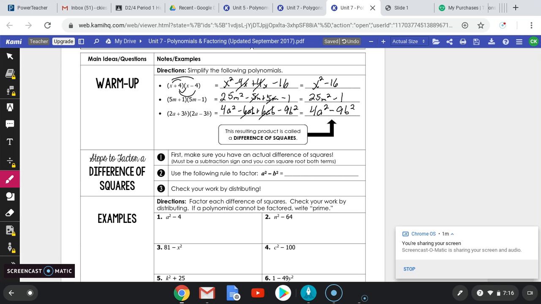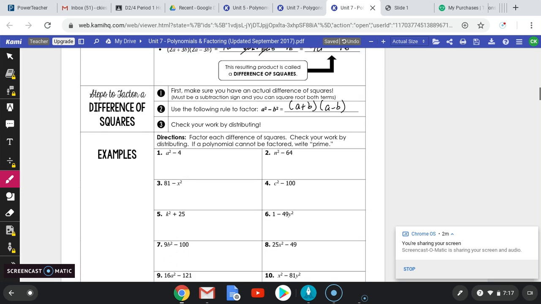So how do we factor them? Well, first you need to make sure they're in these forms here. So you want to make sure it's actually a difference of squares. There must be a subtraction sign, and you can square root both terms. Then the following rule applies. The factored form would look like this: a plus b times a minus b. And then you're just going to check your work by distributing, because we always check our work.